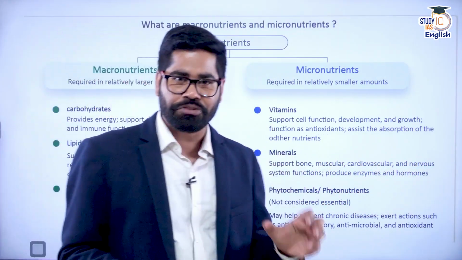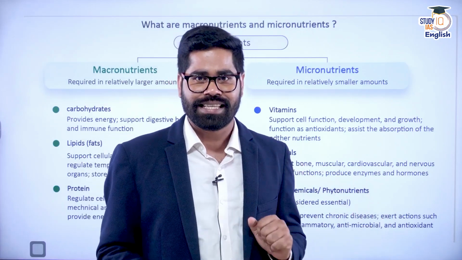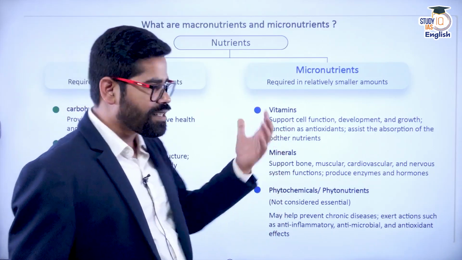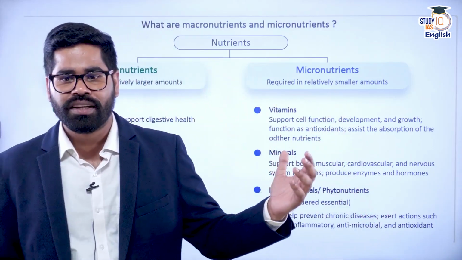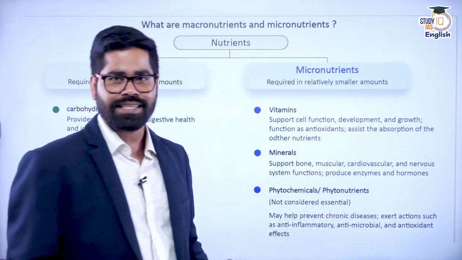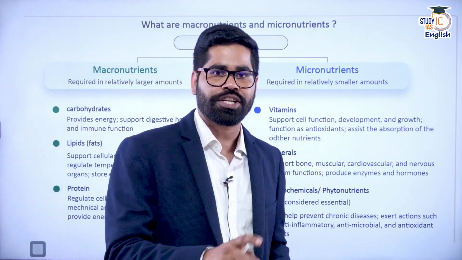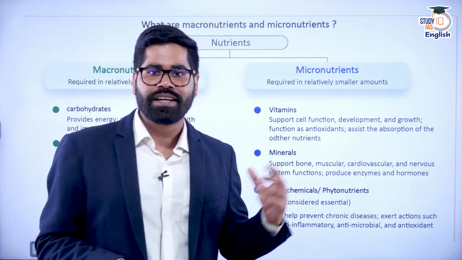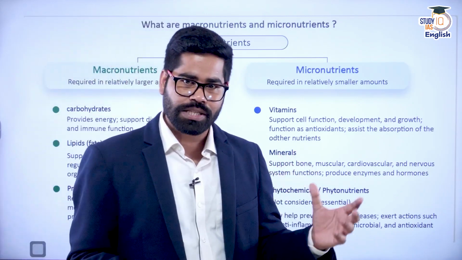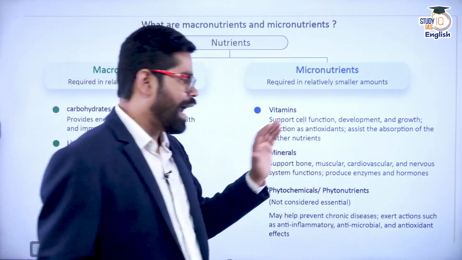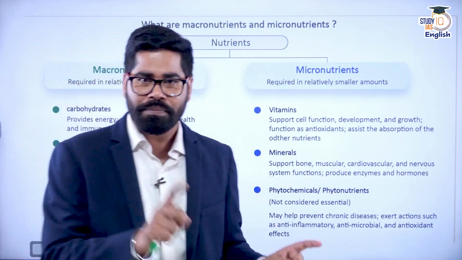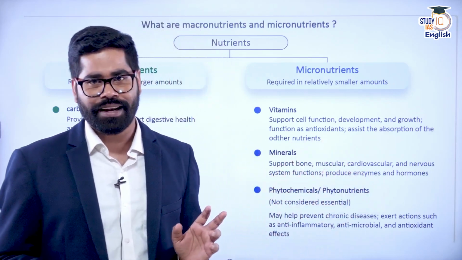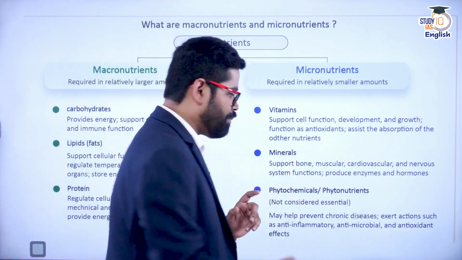There are certain micronutrients also in our body which are very much essential. The first among them is the vitamins. They are supporting the cell function, the development and growth. They function as the antioxidants and they also help in absorption of other nutrients. Then minerals are there. Minerals are again going to support the bone, the muscular or the cardiovascular and nervous system function. They are also important in producing the enzymes and the different types of hormones which are there. So that is the role of the different minerals.